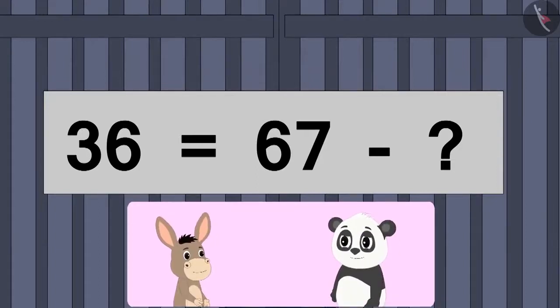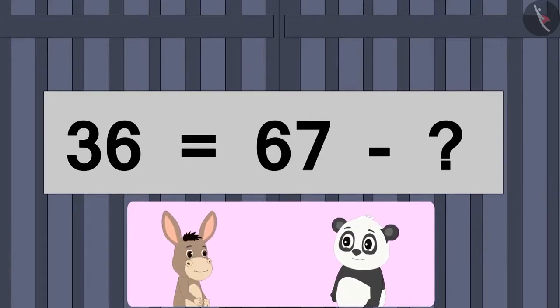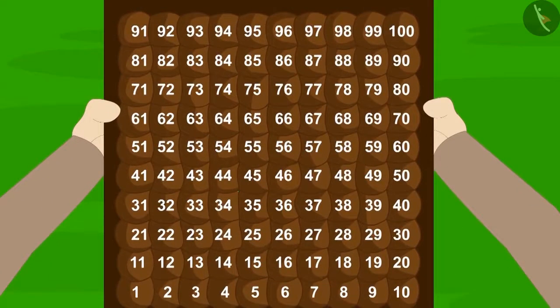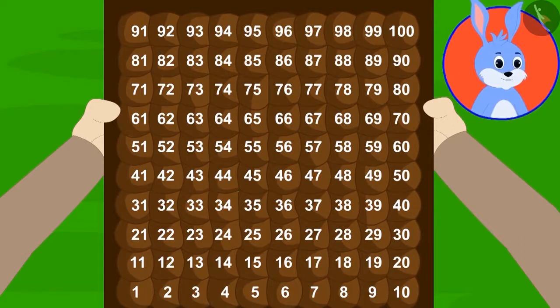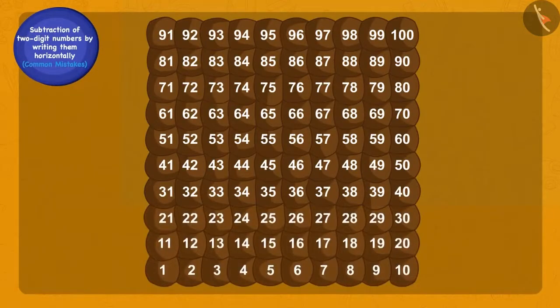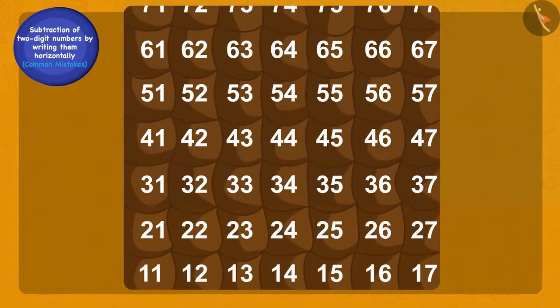Let us see how Bhola and Golu find a solution to this problem. Bhola has a grid full of numbers. Children, have you seen this grid before? Yes, this grid is exactly like Bunny's 100-room house. In this puzzle, we have to find the number which, when subtracted from 67, will give 36.